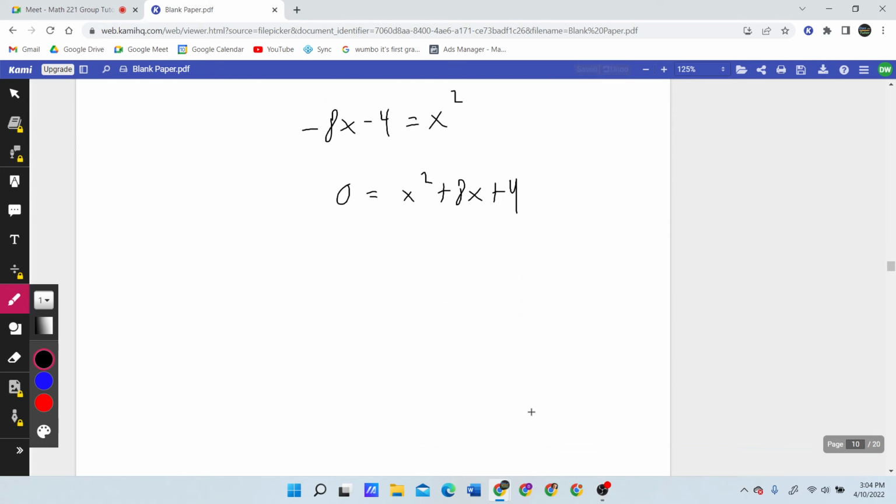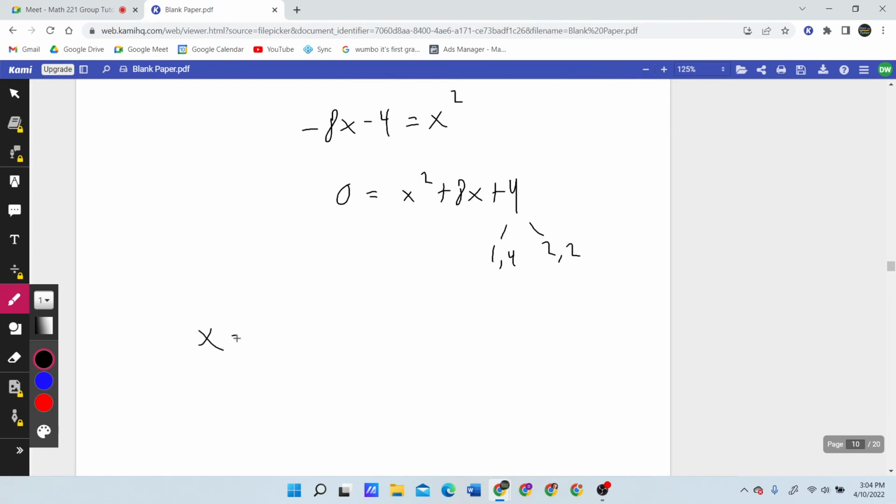And now what I want to say is, okay, well, can I factor this? If I think of the factors of 4, it's 1 and 4 and 2 and 2. And I'll tell you, regardless of what numbers I choose, since everything's positive, there's no way I'm going to get a number that adds up to 8 out of 1 and 4 and 2 and 2. I am going to need the quadratic formula for this problem.